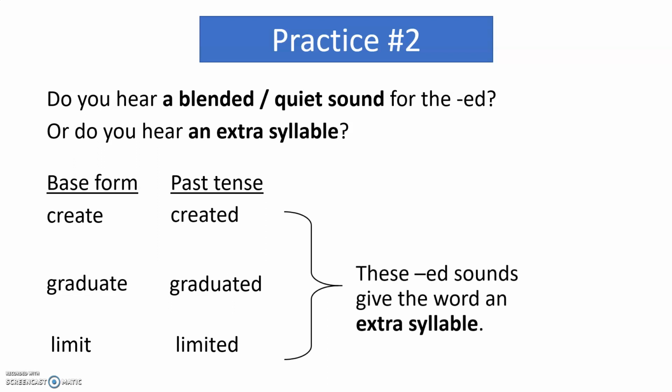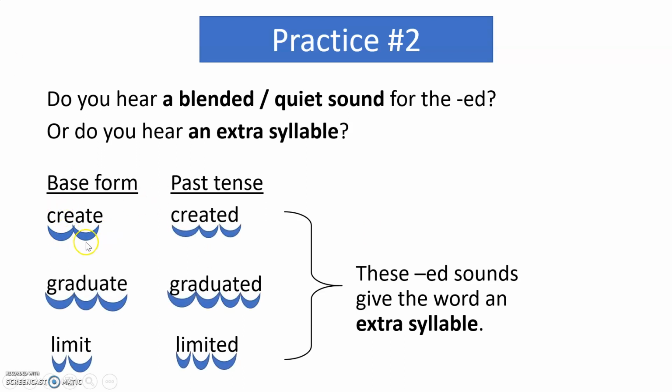Well, I said these ED sounds give the word an extra syllable. It looks like this. This word has 2 syllables. This word has 3 syllables. Here we have 3 with the ED, it makes 4. Here we have 2 with the ED, it becomes 3. It sounds like create, created. Graduate, graduated. Limit, limited. So far, so good.